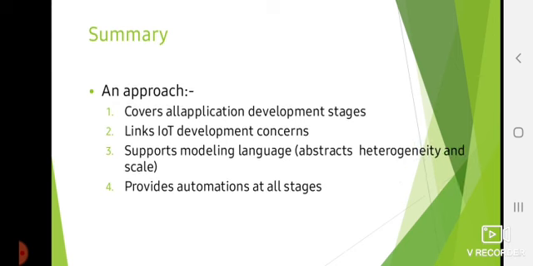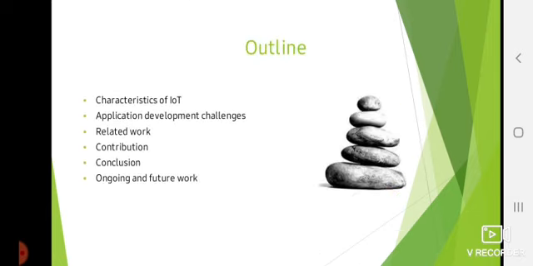Next, we have to see about the summary or the approach of the application development in Internet of Things. It can cover all the application stages, link IoT development concepts, support modeling language and provide automation at all stages. Automation means it consists of the robotics and their automations. Next, we have to see about the outlines.